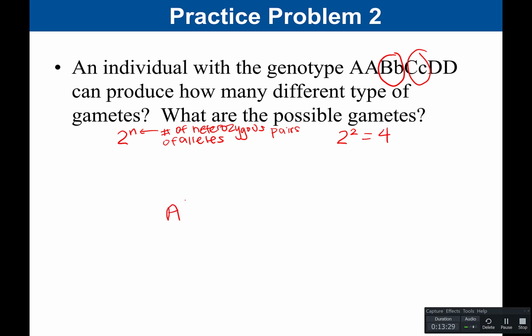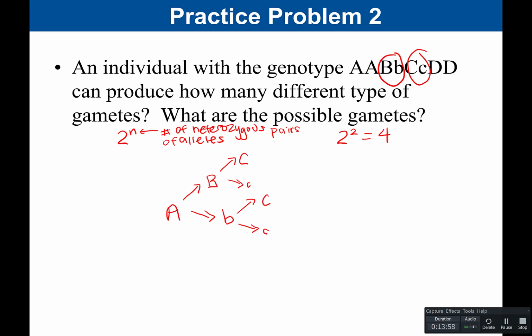That big A could pair, there's 2 choices, big B, or it could pair with little b. Now, the one with the big B could pair with big C or little c. Those are equal possibilities. The little b could pair with big C or little c. So we have to branch because there's 2 possibilities.